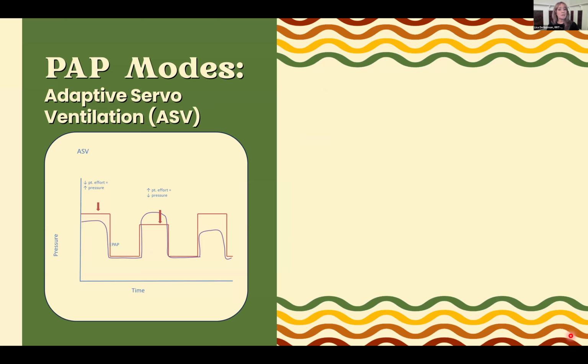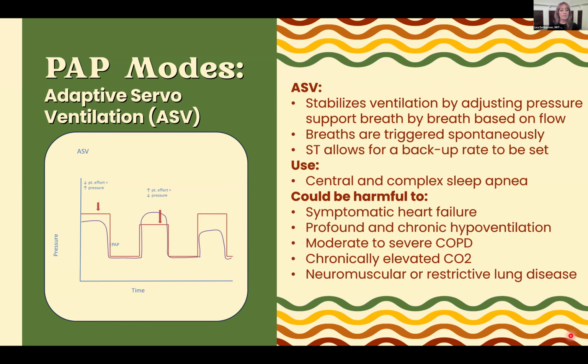Now we have some advanced modes, and so we're starting with ASV, and that's adaptive servo ventilation. And you can see on the graphic that it goes based on the patient's breath. So if the patient doesn't breathe enough, it gives a little more and supports him. If he is breathing fine on his own, it will back off and let him do the work. So it stabilizes ventilation by adjusting pressure support in between as he's breathing, and it's based on flow. So this is looking at flow and rate in the algorithm. It does allow for an ST backup rate.